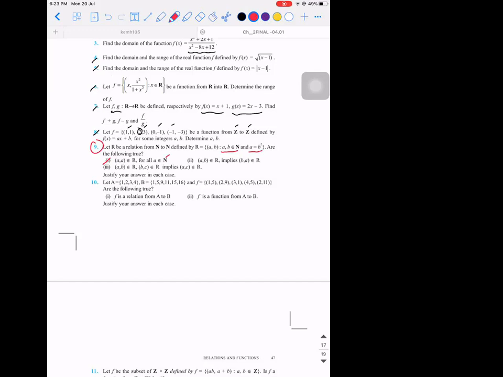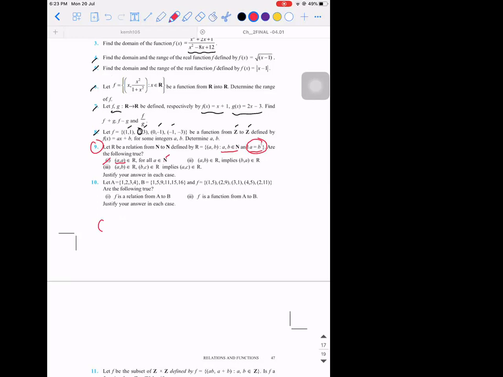If you're trying to say (A, A) belongs to R, then A should be equal to A square. Because what is the relation? The relation between A and B is A is the input, B is the output. The relation between input and output is input is equal to output square. So how can A be equal to A square? Sir, since it's (A, A), B is taken as A value.